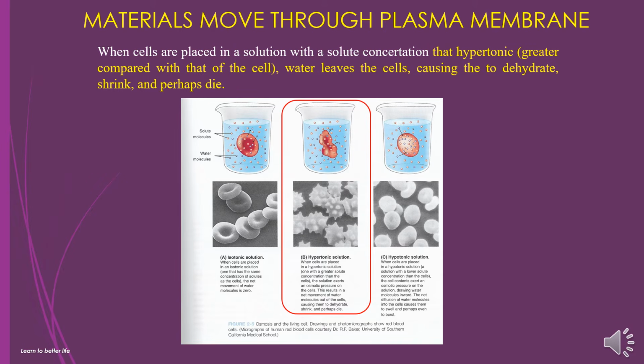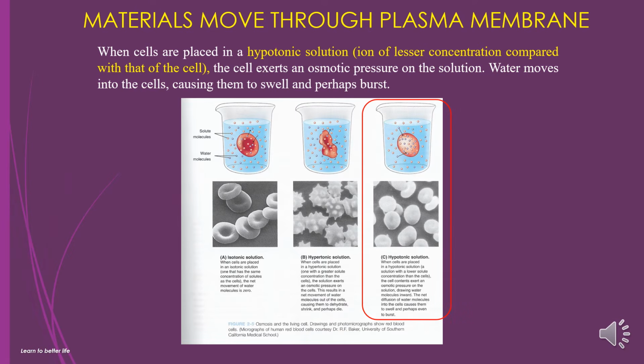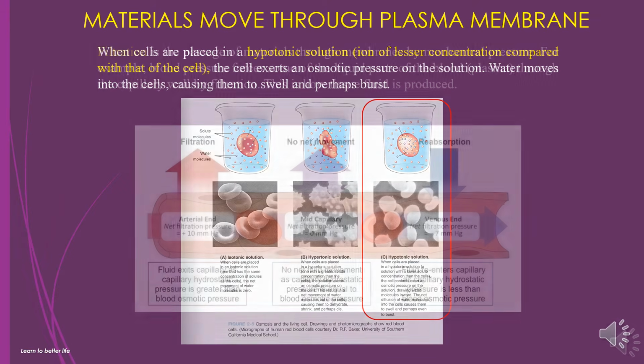When cells are placed in a solution with a solute concentration that is hypertonic, greater compared with that of the cell, water leaves the cells, causing them to dehydrate, shrink, and perhaps die. When cells are placed in a hypotonic solution, one of lesser solute concentration compared with that of the cell, osmotic pressure is exerted. Water moves into the cells, causing them to swell and perhaps burst.